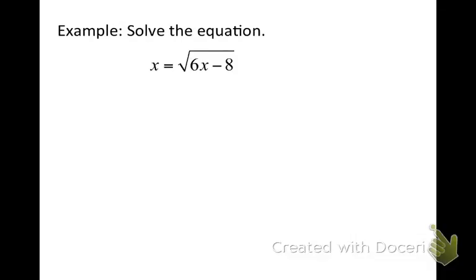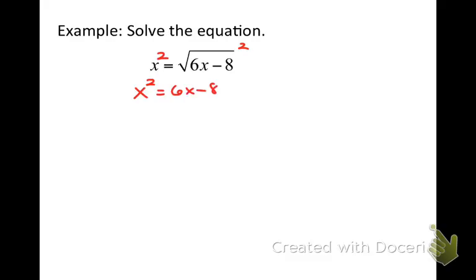Equation, x equals the square root of 6x minus 8. How do we undo a square root? Square both sides. Good. So if you square both sides, notice the x on the left side is going to become an x squared. So now we get x squared equals 6x minus 8.